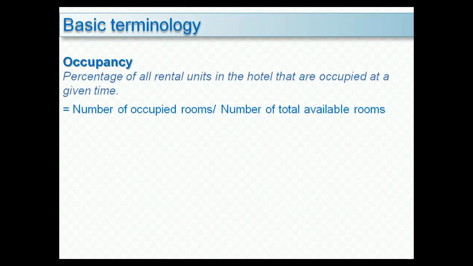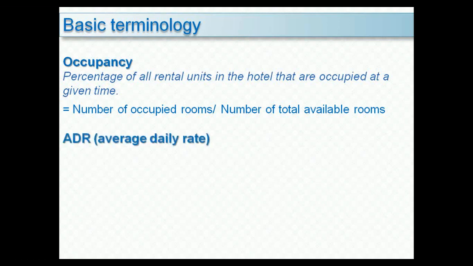So the main indexes used in revenue management science, and many of them you're probably familiar with. Occupancy. This is the percentage of all rental units in the hotel that are occupied at any given time. Occupancy is calculated as the number of occupied rooms divided by the number of total available rooms. It's expressed as a percentage. So, for example, 75% average occupancy for the month of July 2013.